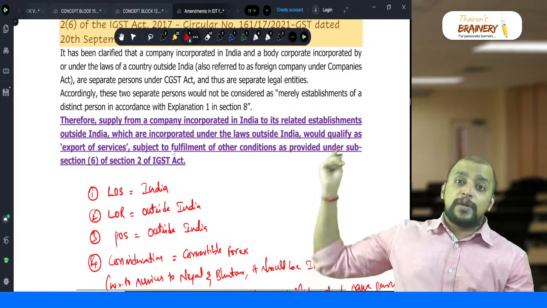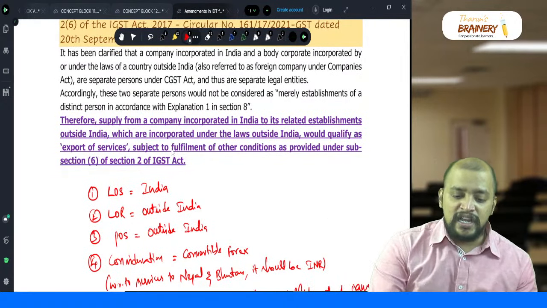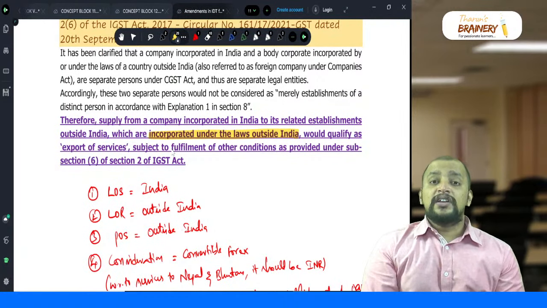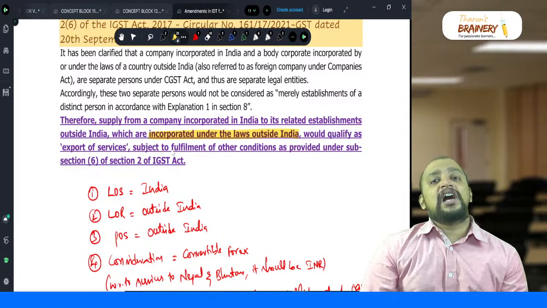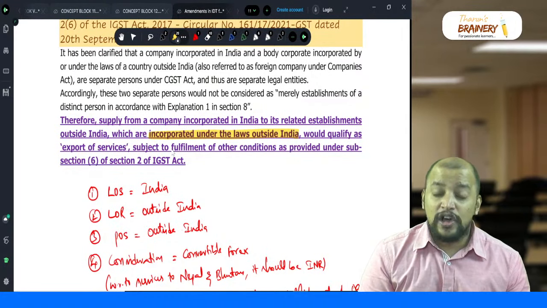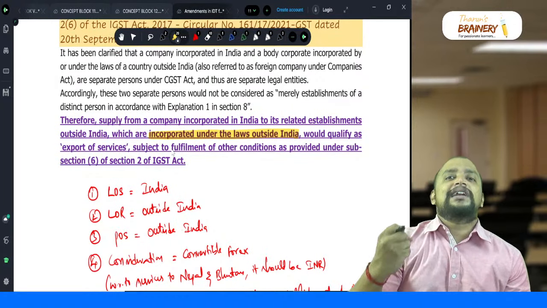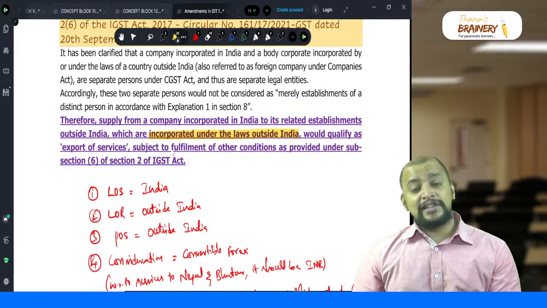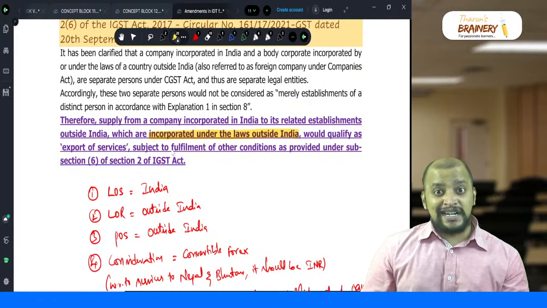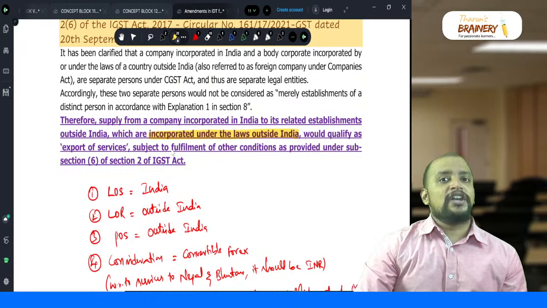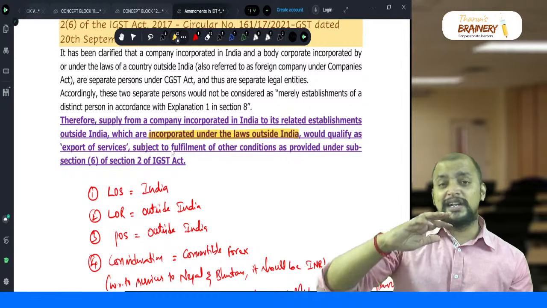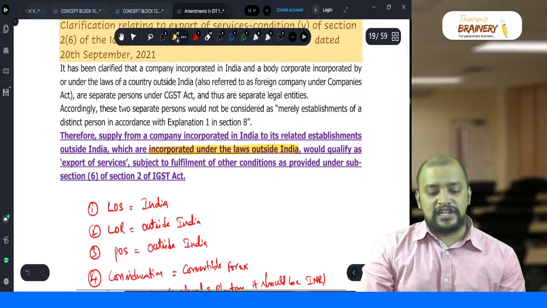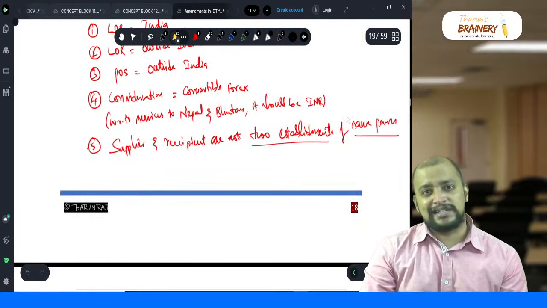Now, what if we start a branch or a unit or an office there, and that is being incorporated in that country under the laws of that country? Okay, so there it should be incorporated following the law of that country. Incorporated means they should get a separate legal existence in that country. Then even though it is a branch or an office or a unit, it will be treated as a different person, and this will qualify for export of service, provided other conditions are satisfied. Okay, so that is this point related to export of service. This can be tested in exam.